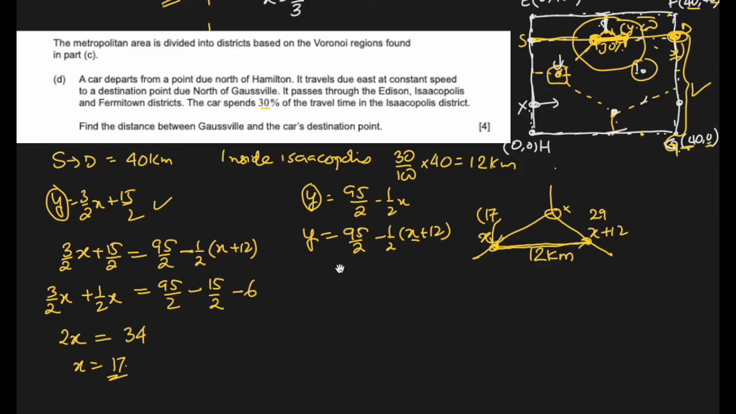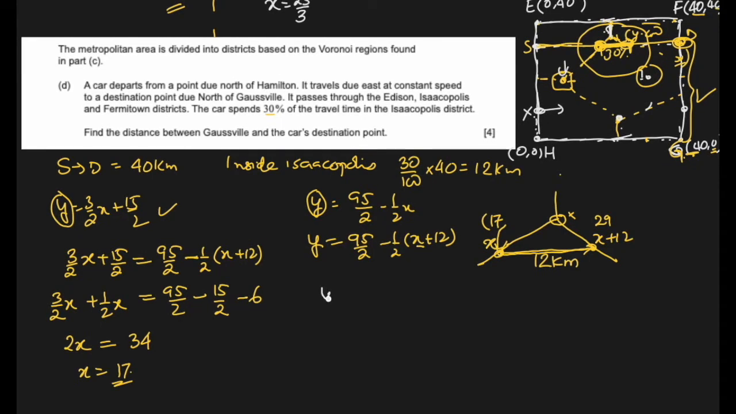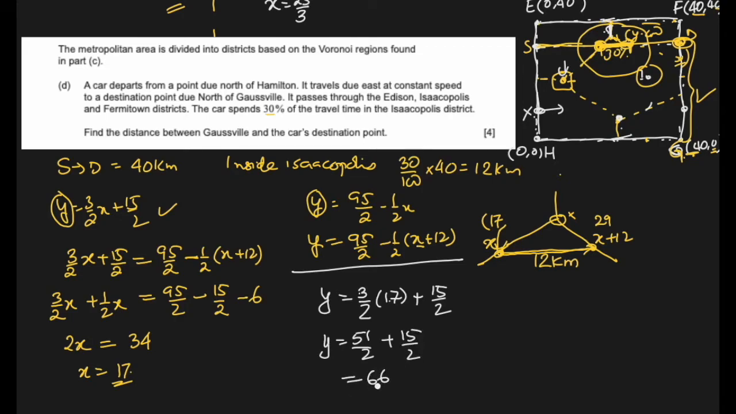Okay, so let's use any one. We can use this equation. y equal to 3 over 2 x, we got now 17, plus 15 over 2. So 17 times 3 is 51. y equal to 51 over 2 plus 15 over 2, which is 66 over 2, or 33. The y coordinate of this point is 33, and this is 0, difference is 33, so 33 kilometers. That is the straight away answer.